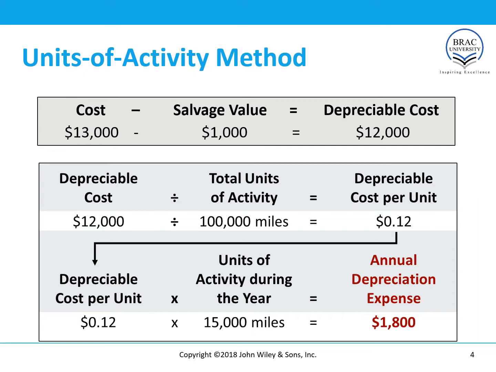$0.12. So after we get the depreciable cost per unit, the third step is to determine the annual depreciation expense, and that is done by multiplying the depreciable cost per unit by the units of activity during that specific year. So in this case, we multiply the depreciable cost per unit, that is $0.12, with the first year's units of activity, that is 15,000 miles, and we get the annual depreciation for the first year as $1,800.